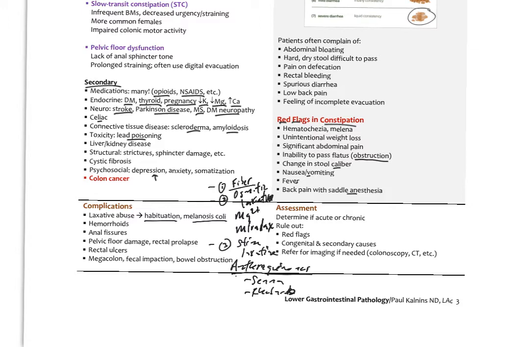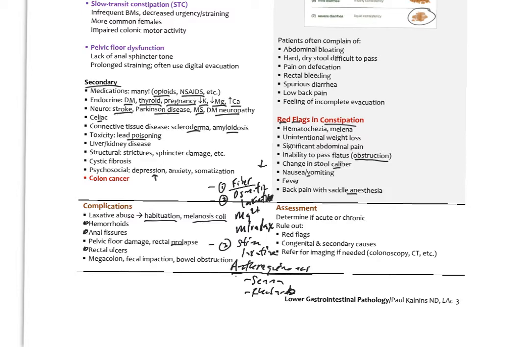I usually start at the top of the list and work down for primary constipation. Again, trying to look at other issues like the whole endocrine tree. Is there any problems with the adrenals or thyroid or sex hormones that might be contributing to the constipation? Hemorrhoids can result from chronic constipation, anal fissures, pelvic floor damage, rectal prolapse, rectal ulcers, and what's called megacolon, where the fecal impaction is so bad the colon swells to a very, very large size, and that can create a bowel obstruction, and that needs emergency evacuation, sometimes even surgery for that.